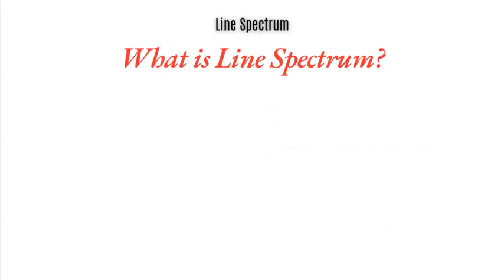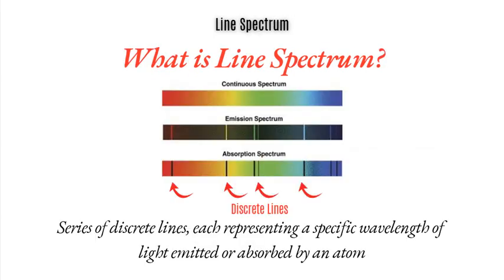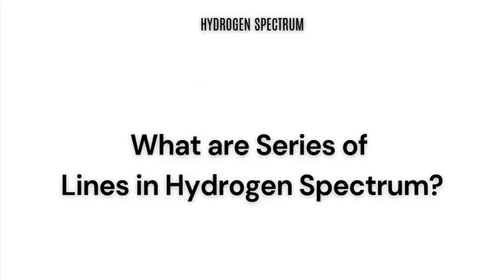What is the line spectrum? A line spectrum is a type of atomic spectrum that consists of a series of discrete lines, each representing a specific wavelength of light emitted or absorbed by an atom. These lines correspond to the transitions of electrons between different energy levels within the atom. Line spectra are unique to each element and can be used to identify elements based on their spectral lines. What are important series of lines in the hydrogen spectrum?